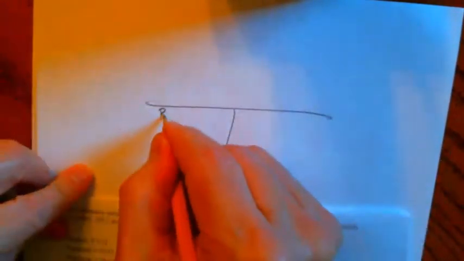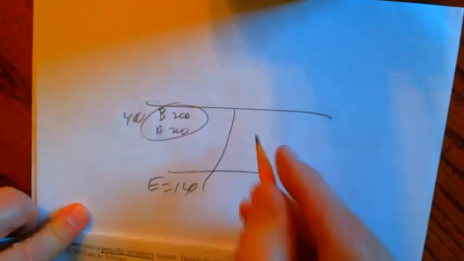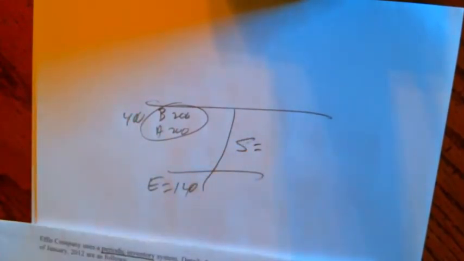Let's do a T account of that. Ending inventory is 140. Beginning was 200. We purchased another 200 additions. Total of 400. Number of units sold, 400 minus 140, 260 sold. And I'm doing these in units here.